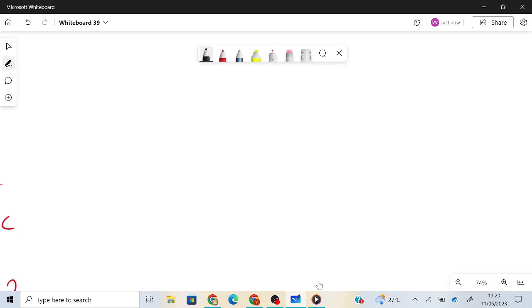Next example I have says, or rather instructs me to integrate 1 over 2x minus 1 to the power of 4. Now this requires a bit of manipulation. We know if we were to rewrite this, this is the same as 2x minus 1 all to the power of minus 4.